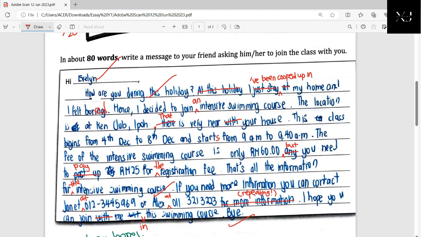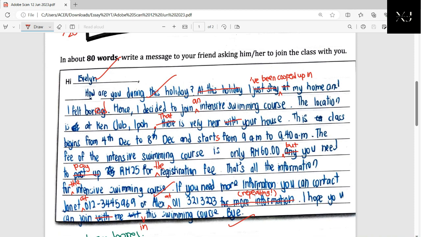The location is at Can Club Ipoh. That is very near your house. Okay, we don't say there is. There is, we are talking about whether something is available, like there is a dog behind you, like that, okay? Then we continue to elaborate more about this class so that our friend will join us, okay?